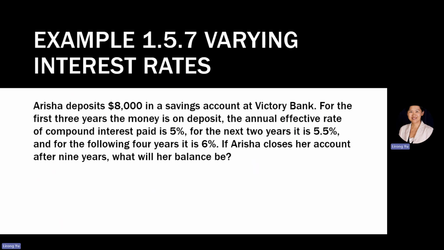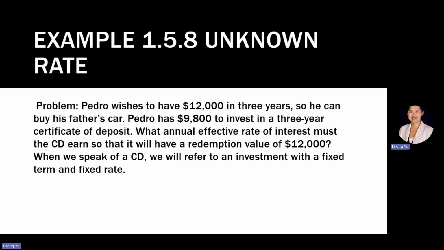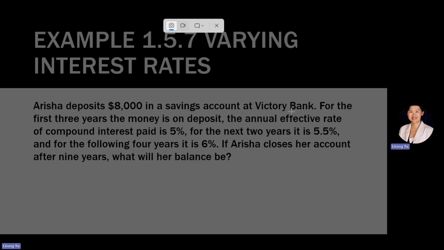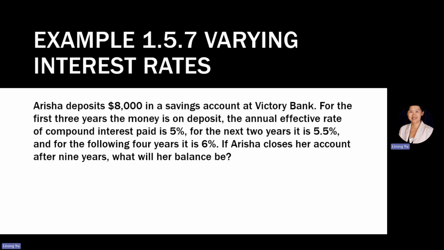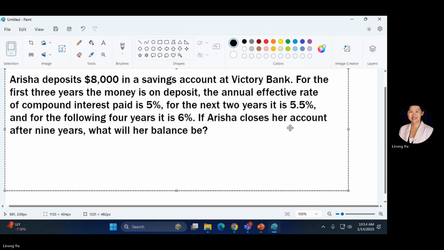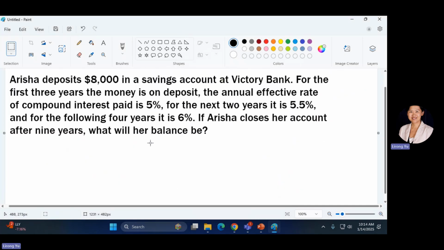But here, the first 3 years is 5%, the next 2 years is 5.5%, and the following 4 years, 6%. So we're going to find out what happened after 9 years. Basically, all these years, you're going to try to calculate it. I don't have a solution in here, so let's look at how we calculate this. Again, you can always verify your calculation or my calculation when you're reading the book, and pretty much use the textbook example to practice compound interest.